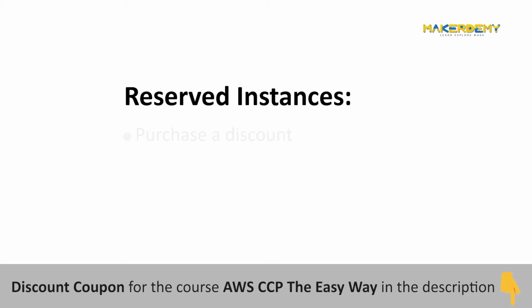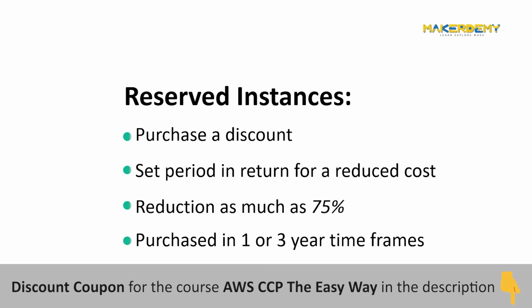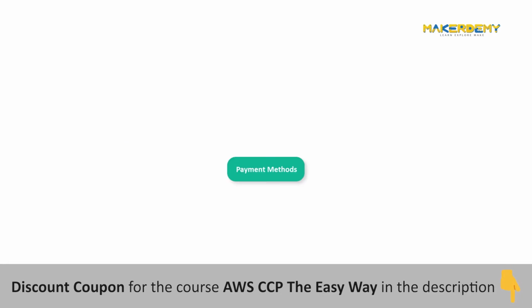Reserved instances allow us to purchase a discount for an instance type with set criteria for a set period, in return for a reduced cost compared to on-demand instances. This reduction can be as much as 75%. These reservations against instances must be purchased in either 1 or 3-year time frames. Further reductions can be achieved with reserved instances depending on which payment methods we select. There are 3 options available to us.